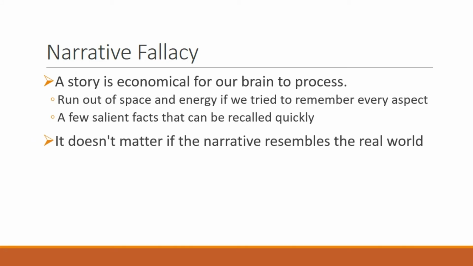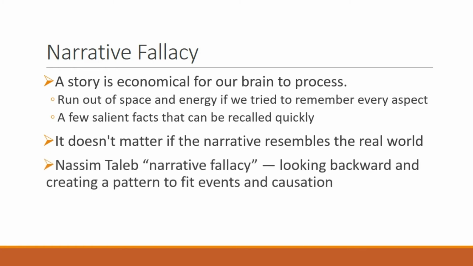However, it doesn't matter if the narrative resembles the real world. Because we take these shortcuts and because we only include events that are part of the narrative, sometimes we have a distorted view of what happened, especially in the sense that we have causality. In other words, when we have a story, we think that one event causes another event, when in reality they're random. Nassim Taleb, a critic and philosopher, called this the narrative fallacy. He defined it as looking backward and creating a pattern to fit events and causation, even if these don't exist.